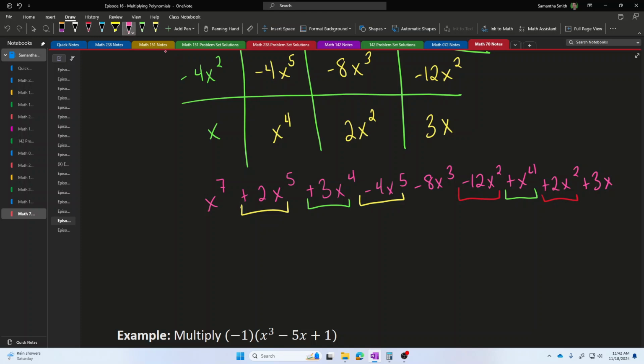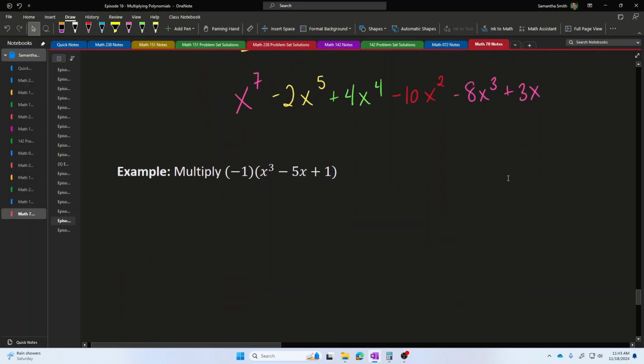So if I combine those like terms, the x to the fifth terms together become negative 2x to the fifth power. The x to the fourth power terms together become positive 4x to the fourth power. The x squared terms become negative 10 from negative 12 plus 2. And then the negative 8x to the third power was not able to be combined with anything, and the 3x was not able to be combined with anything.